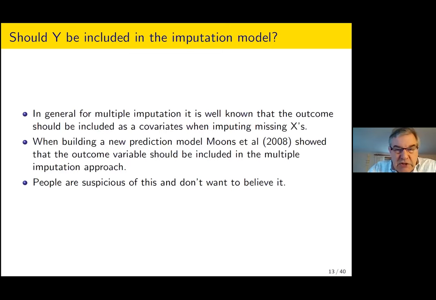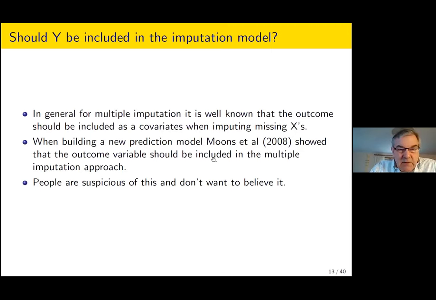Okay, so as general knowledge, I'll get a little more technical at the end and show why this is necessary. But in general, in multiple imputation, if you're filling in a covariate, it's necessary to condition on all the other variables. That would mean conditioning on the outcome as well. People have looked at that quite a bit, building regression models of Y given X. To fill in an X, you need to condition on Y.